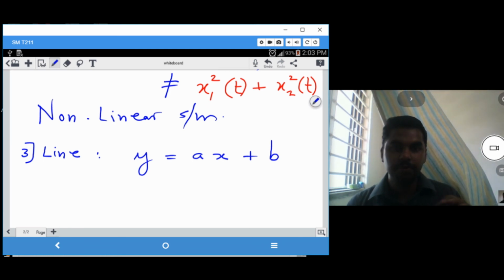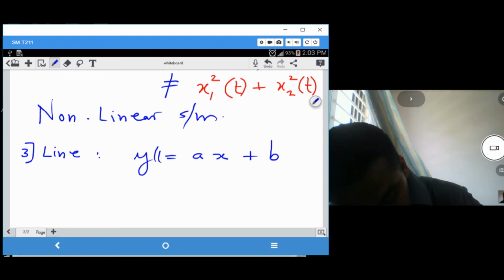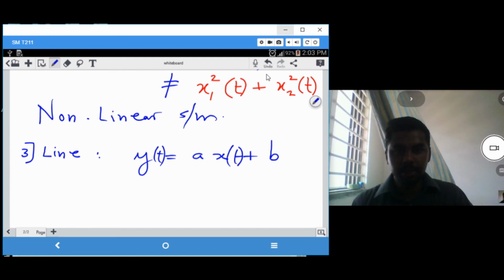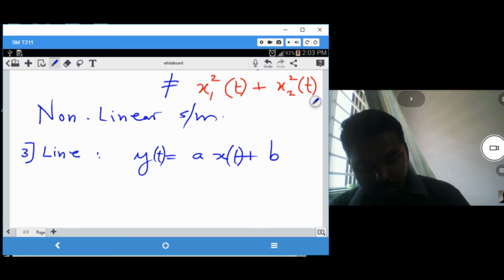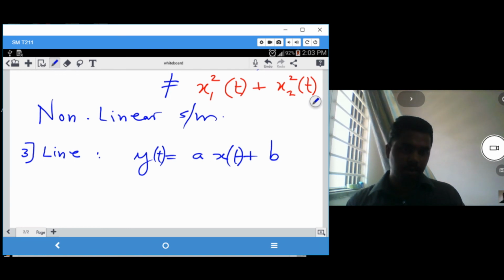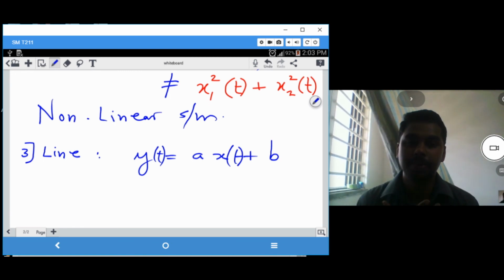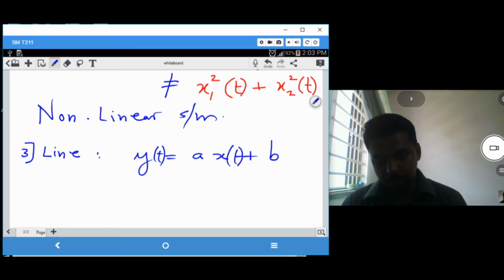So I can extend it to the definition of a signal now, which is a function of t. Right? So a and b are just constants which represent the slope and the intercept. Sometimes this equation can also be written as y equal to some mx plus b. That is also equivalent. Now we have to check if this is linear or not.